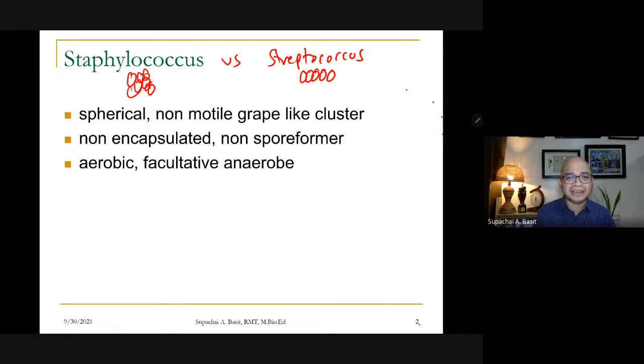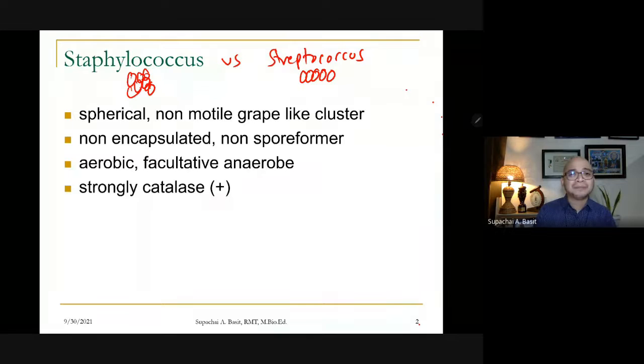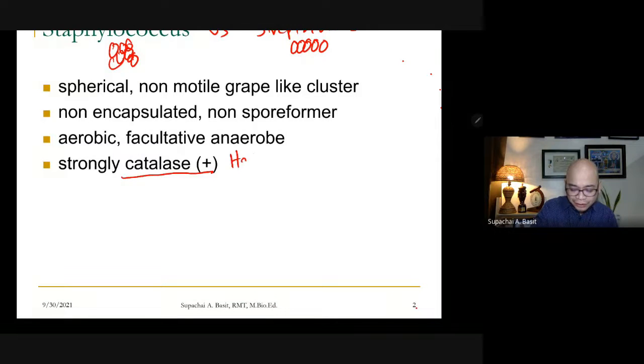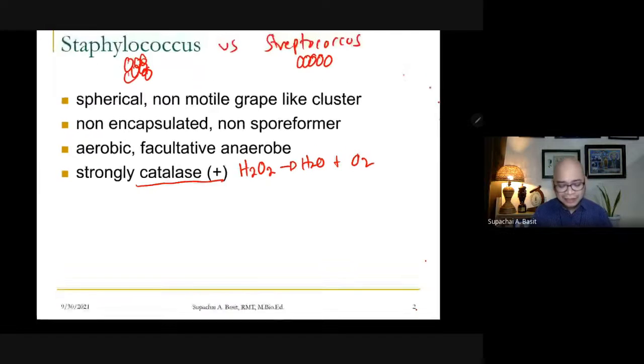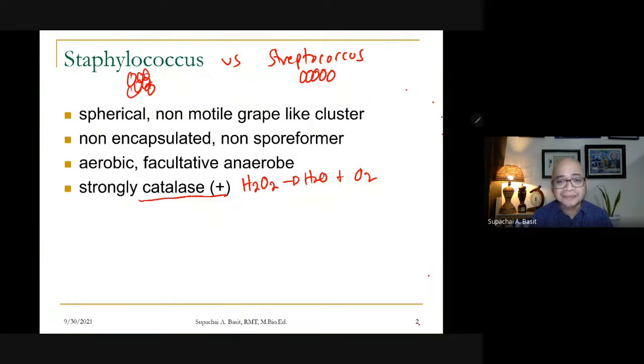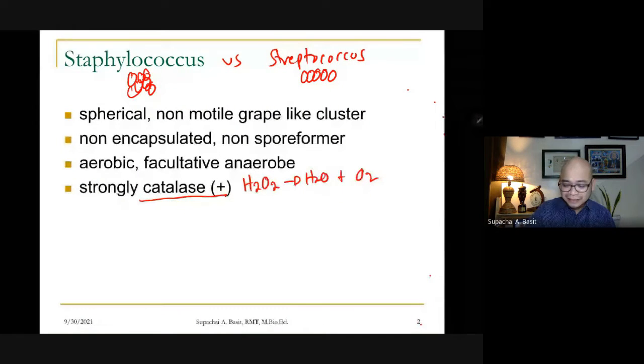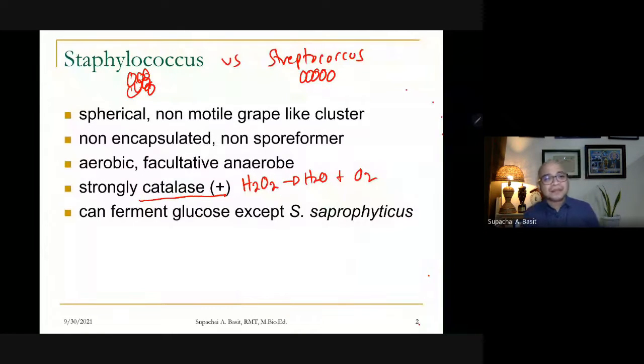When you say facultative anaerobe, they are aerobic by nature but can still live even in the absence of oxygen. They are strongly catalase positive. Later on, I will be discussing what catalase is. Just to give you a background, catalase is an enzyme that can hydrolyze hydrogen peroxide into water and oxygen. Later on, we will be discussing the importance of the catalase test. Just to give you another background, Streptococcus is catalase negative, while Staphylococcus is catalase positive. All of them can ferment glucose, except for one species, Staphylococcus saprophyticus.